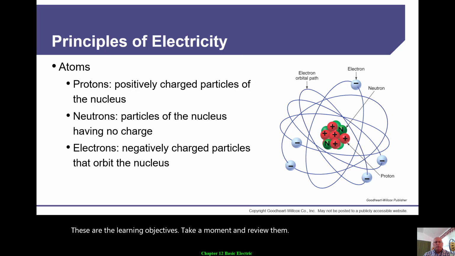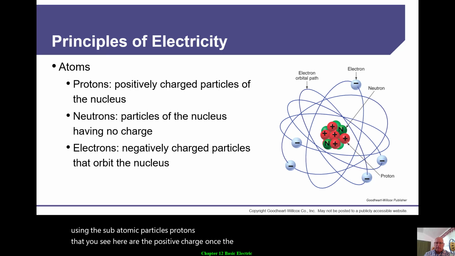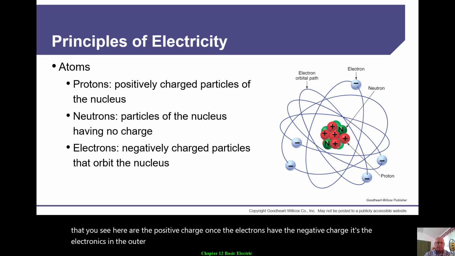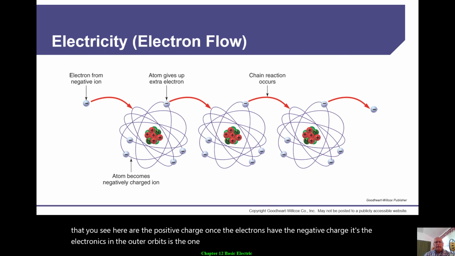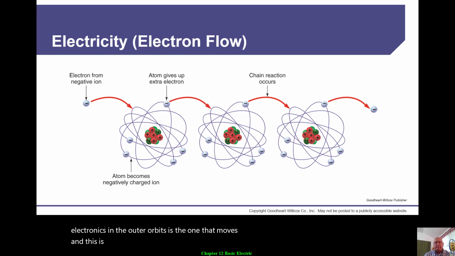As I mentioned during our lab, electricity flows using these subatomic particles. Protons that you see here are the positive charged ones. The electrons have the negative charge. It's the electron in the outer orbit that moves. And this is a picture showing how that valence electron moves from particle to particle.